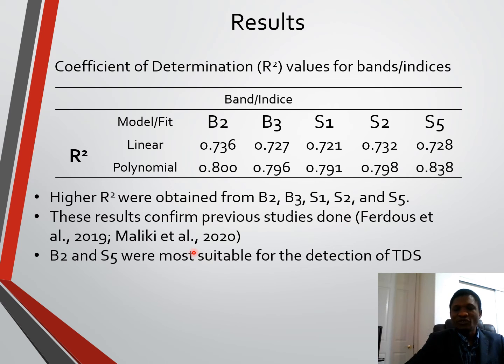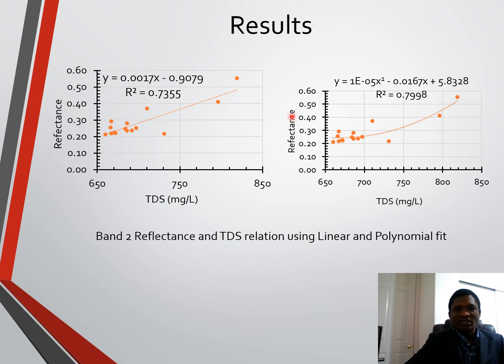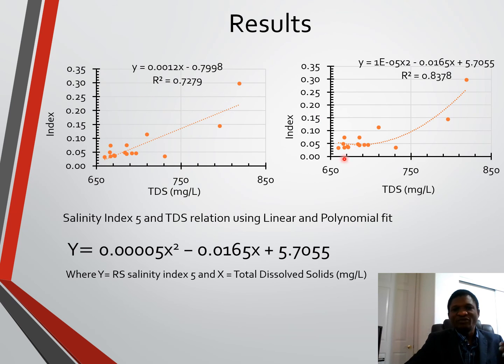And this result kind of confirms previously done work close to this area, or close to this topic actually. So we have band 2 and band 5 being the most suitable for detection of TDS. Further analysis proved this. This is the result from band 2, the graphical representation of that, and then we have that of band 5. Further indications show that band 5 is giving us good prediction, about 84% in terms of polynomial fit.